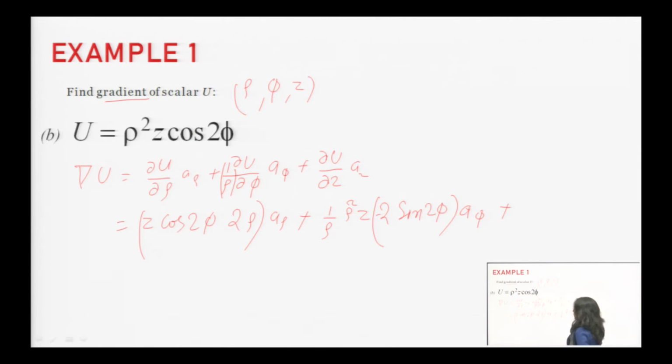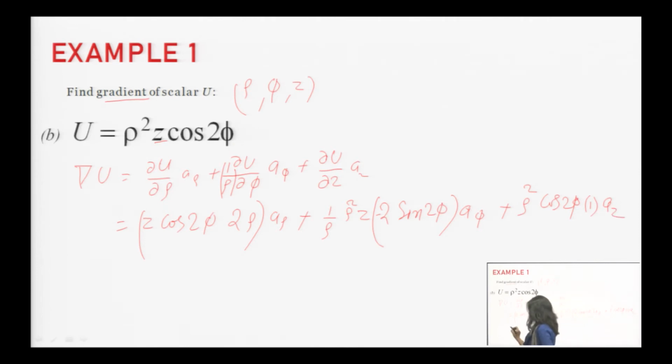Further, the differentiation of u with respect to z needs to be performed. As we are differentiating this scalar function u with respect to z, all other quantities except z will act as constants. So we will write those as they are, that is rho square cos 2 phi, and the differentiation of z will be 1, and the unit vector is a z.